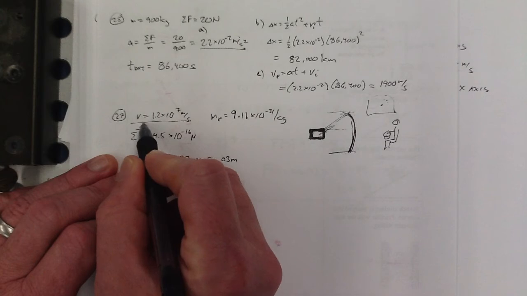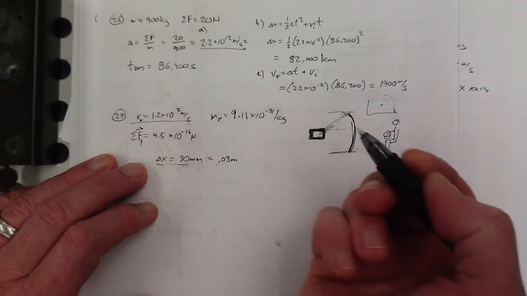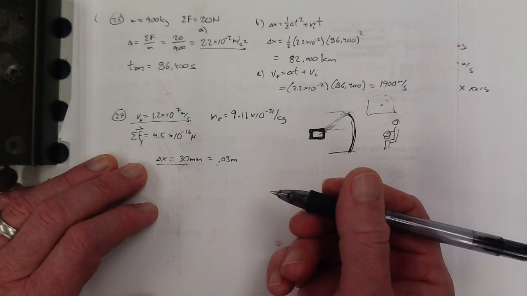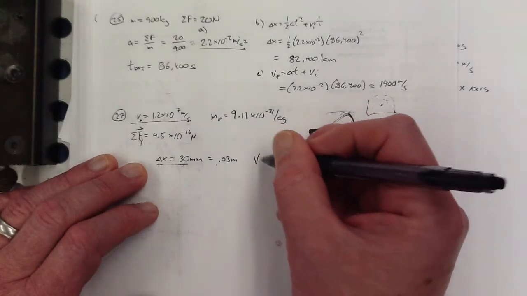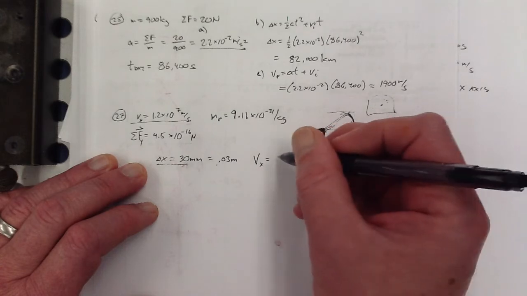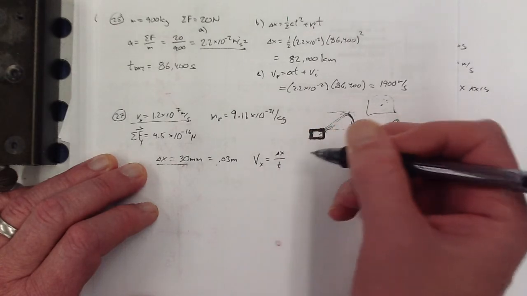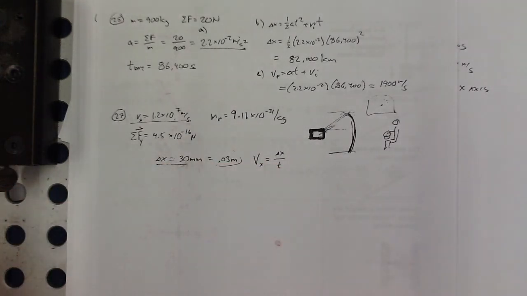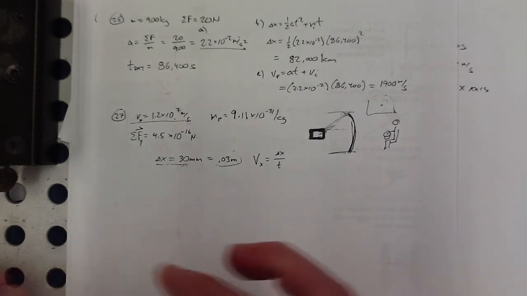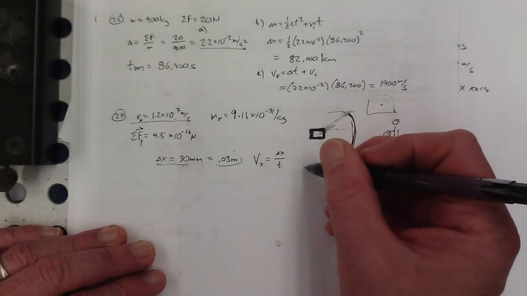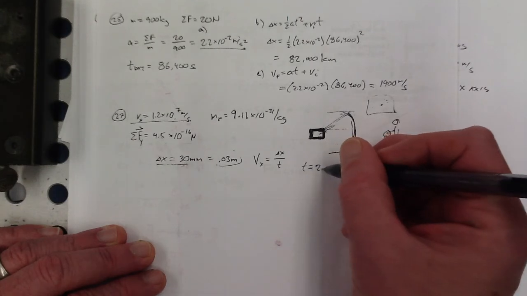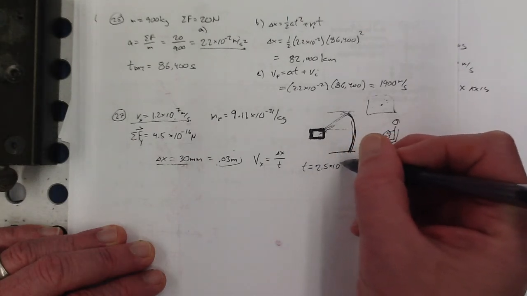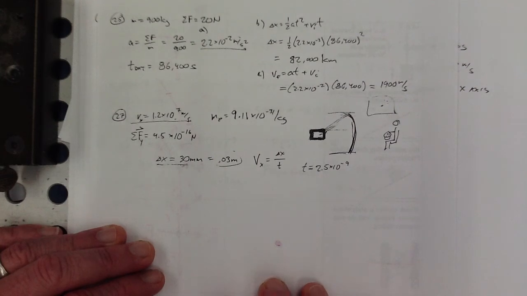Well, this is its horizontal velocity, so this is really kind of like a projectile motion problem. If I want to know the time, I know that Vx is equal to delta x over t, so t would be equal to delta x divided by that. So delta x divided by 1.2 times 10 to the 7th is not long. That's 2.5 nanoseconds.